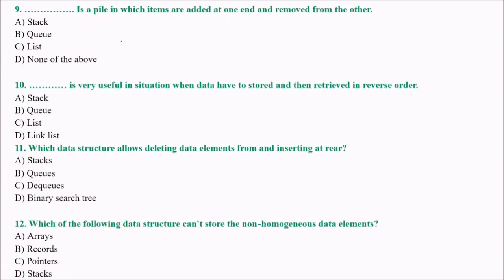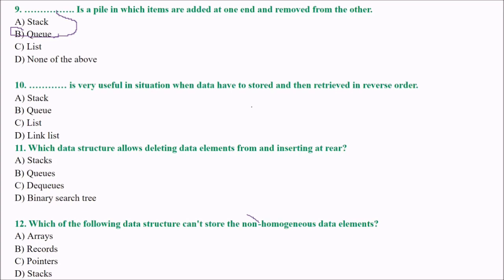Next is dash is a pile in which items are added at one end and removed from another. This is the data, more precisely the abstract data structure or the abstract data type. So what is this data structure? So it is actually a data structure. So this is Q. The answer will be Q. 9 will be B.